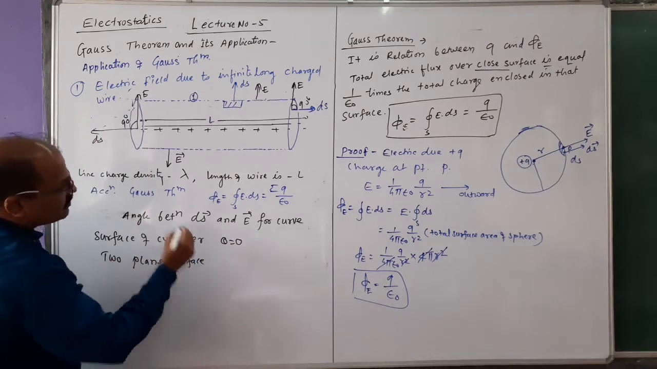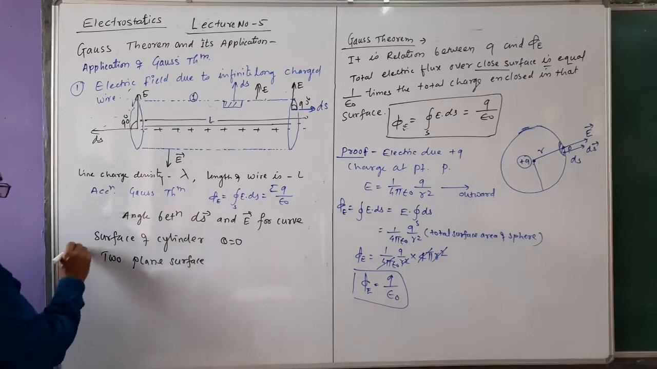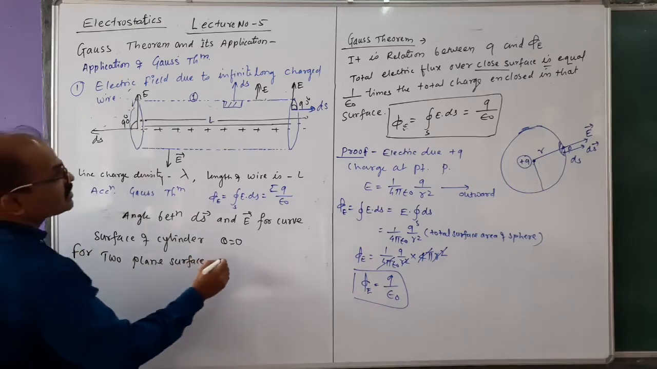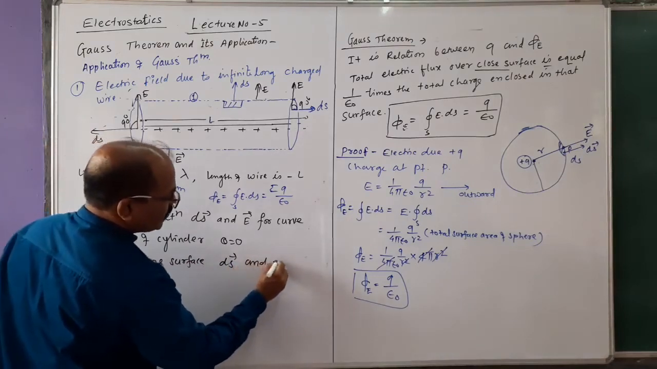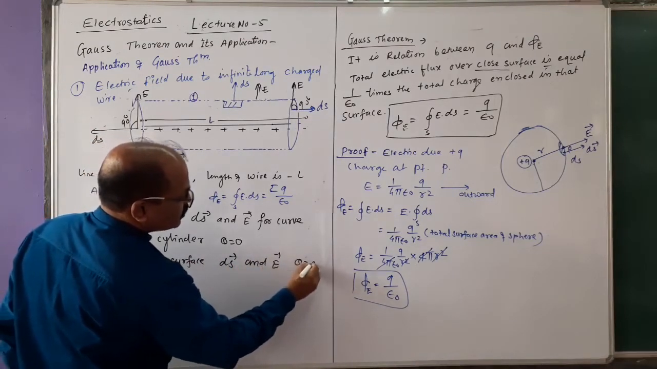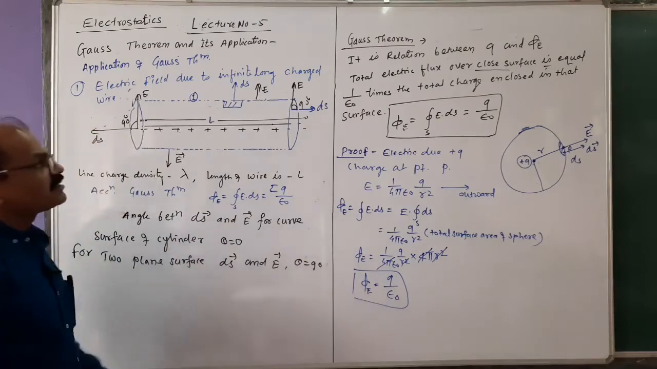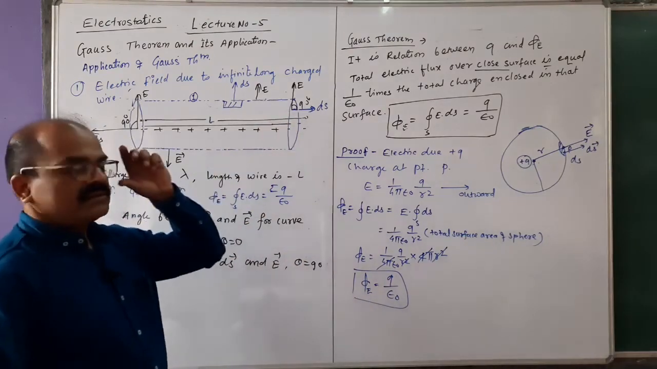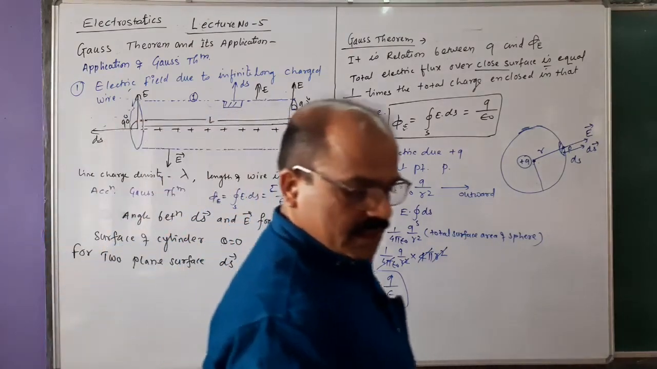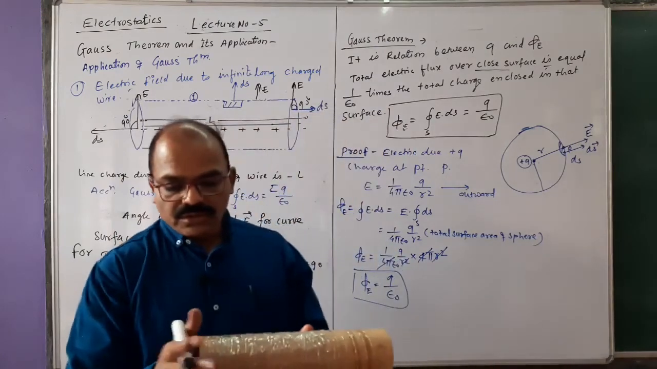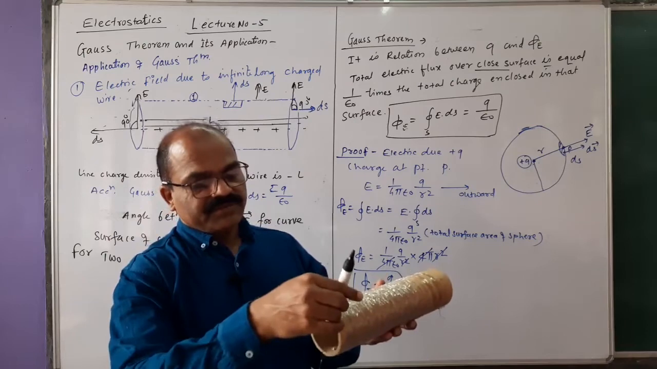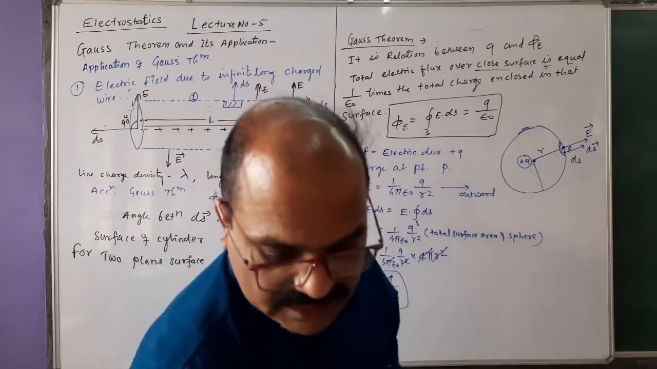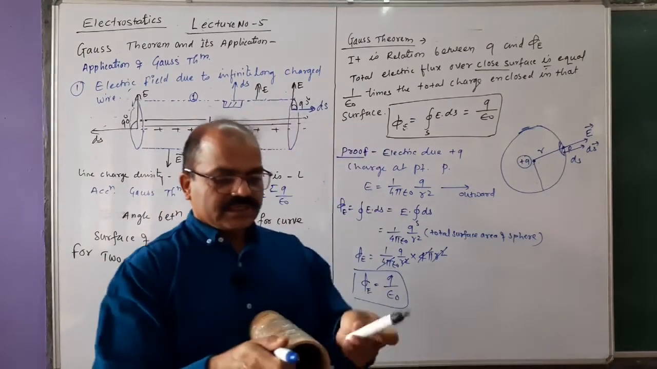For the two plane surfaces, ds and E, थीटा इक्वल टू 90 डिग्री. कितना रहेगा? ये 90 रहेगा. तो ये दोनों यहाँ रहेगा परपेंडिकुलर टू सरफेस ds इस डायरेक्शन में, इलेक्ट्रिक फील्ड इस डायरेक्शन में. अगर इसमें ठीक से दिखाएंगे तो इस तरीके से रहेगा.